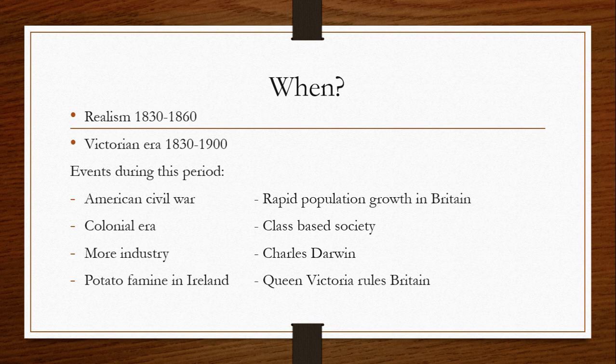Now, as always, we need to discuss the important events during this period, one being the American Civil War. If you watched the previous video about romantic literature, you know that the American Civil War started then. This is where it ends. So the conclusion of the American Civil War will have some effect on literature and how we view people.